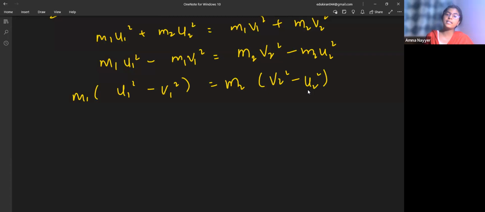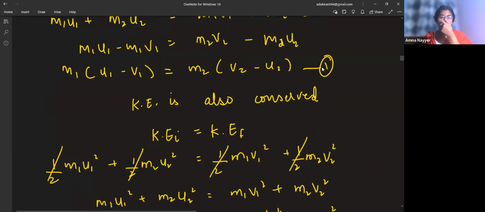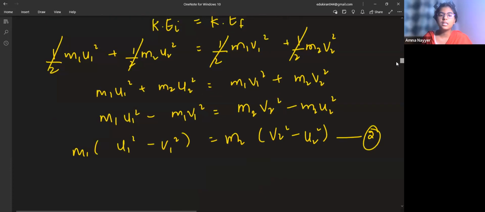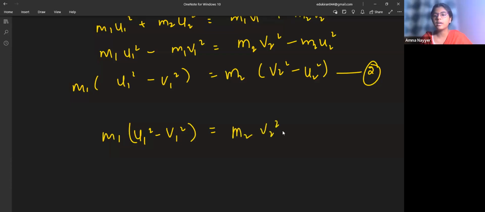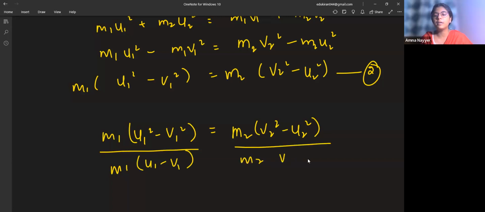So this is our second equation. First equation we have already conserved over here. This is our first equation. We have already preserved this. So let's take the ratio of second and first. What is the second equation? This is m1 u1 square minus v1 square. On the right hand side, we have m2 v2 square minus u2 square. Divided by, from the first equation, m1 u1 minus v1 and m2 v2 minus u2.